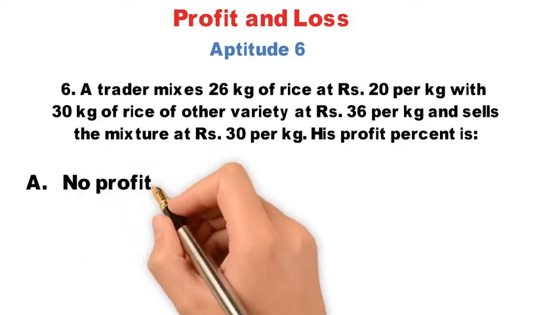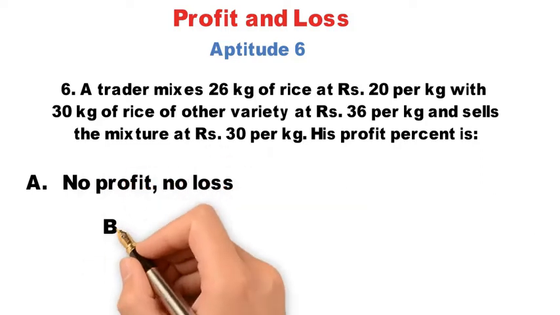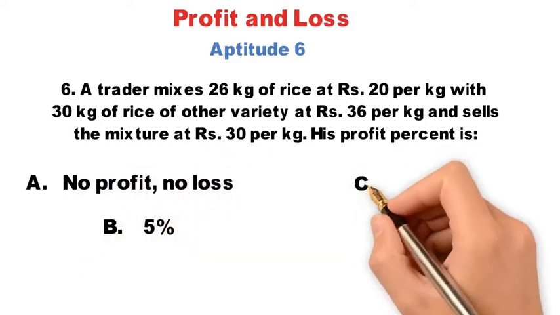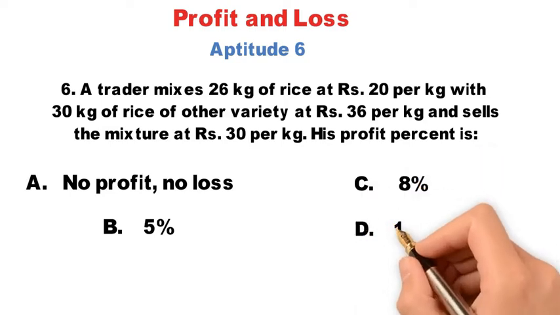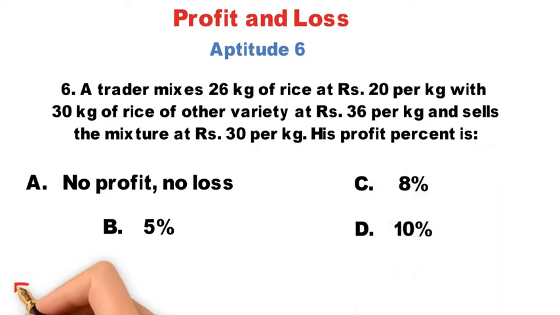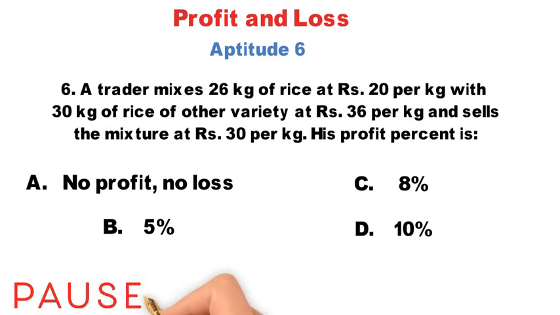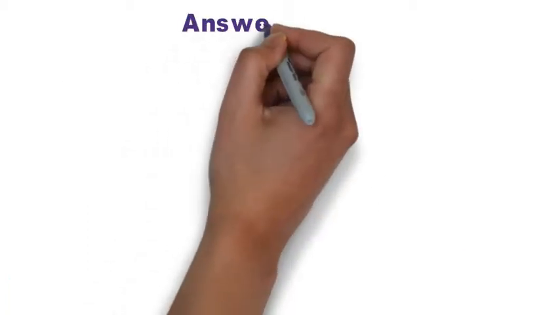Option A, no profit, no loss. Option B, 5%. Option C, 8%. Option D, 10%. Pause the video, and try to solve the problem. Answer, 5%.